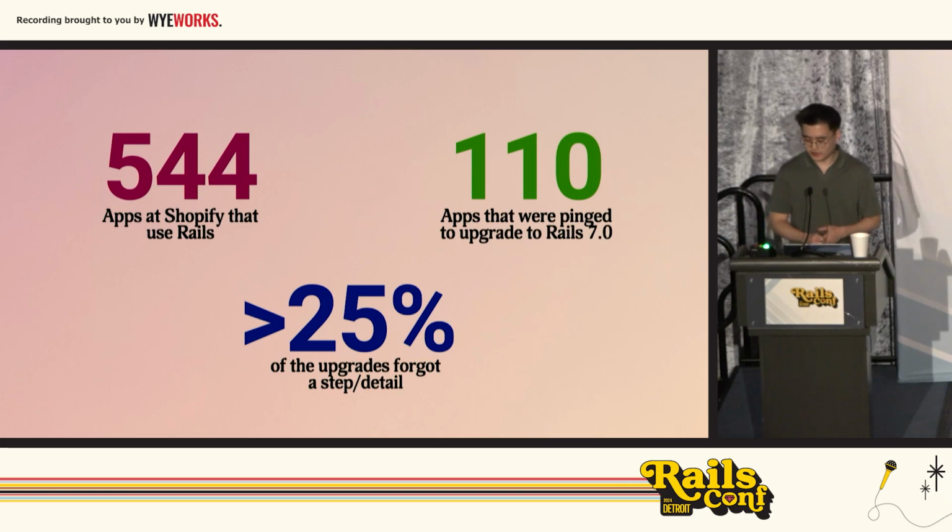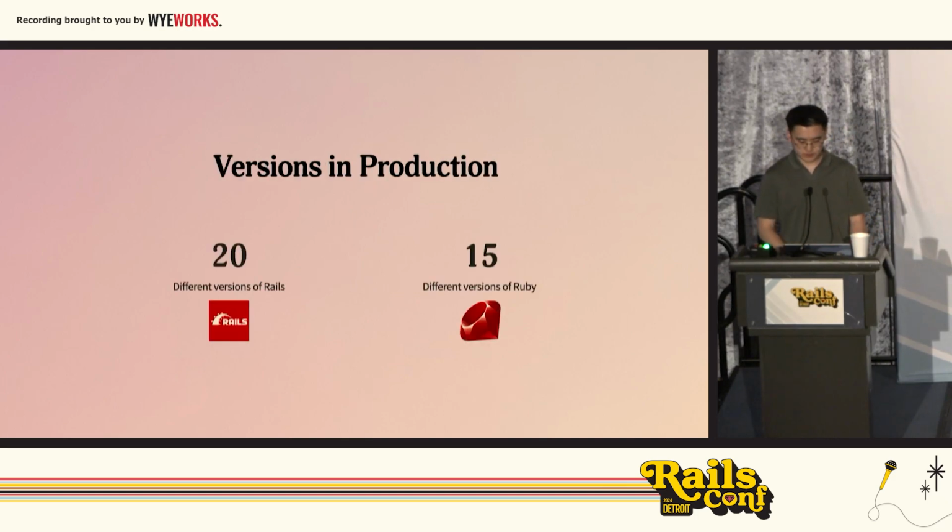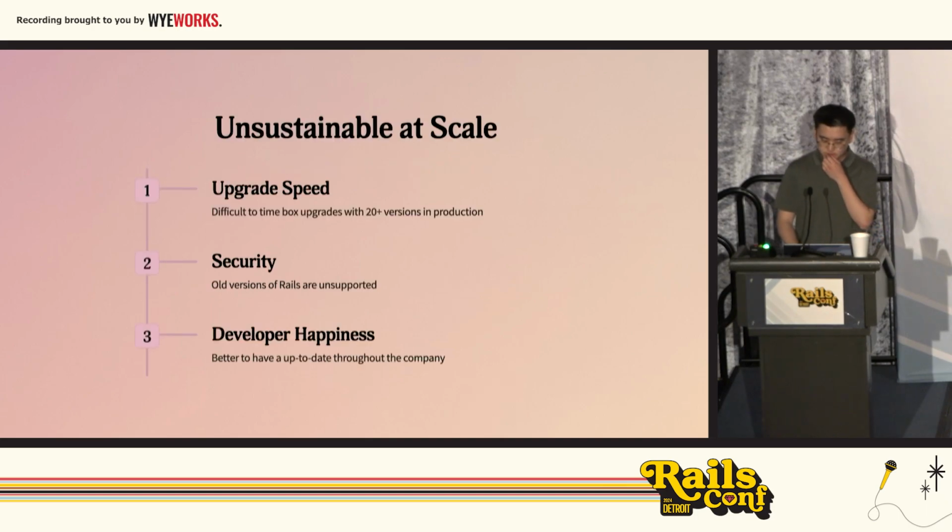But over the course of 500 Rails repos at Shopify and the tens of thousands of Rails repos worldwide, expecting all of these repos to follow the upgrade steps perfectly is a difficult task. The most common mistake that we saw at Shopify is there being mismatched load default versions. And as a whole, we saw that organization-wide, there were 20 different versions of Rails and 15 different versions of Ruby in production. This is unsustainable at our scale for upgrade agility, security, and developer happiness.